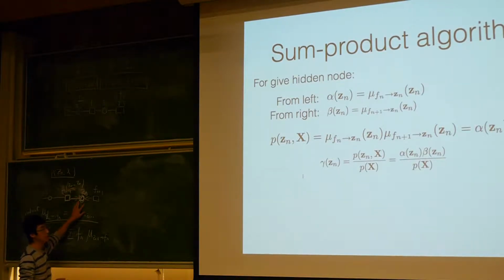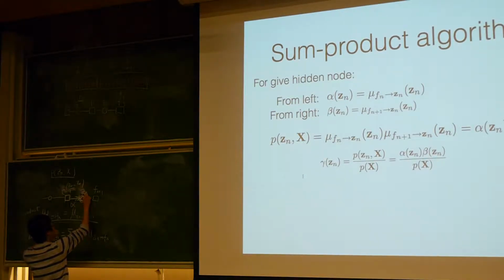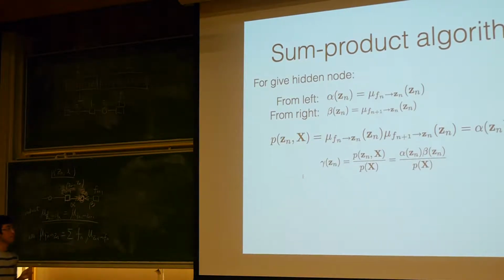So for this node, Zn, the message from the left we can denote as alpha, and the message from the right we can denote as beta. Then the marginal probability is just the message from the left times the message from the right. So that's why we have this simple term here. And then we can use this marginal probability to calculate the posterior distribution. Because this p(X) is constant, the terms that really matter are alpha and beta. And we can simply use the sum-product algorithm, which is message passing, to calculate the marginal probability very easily.